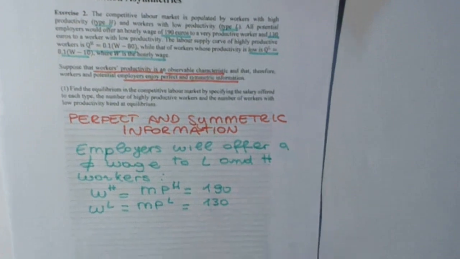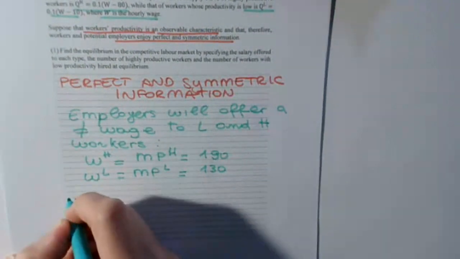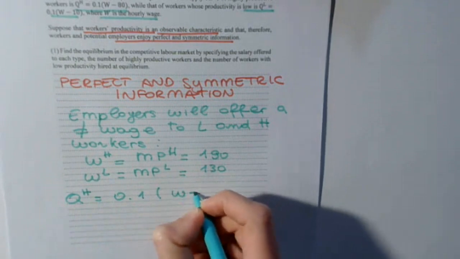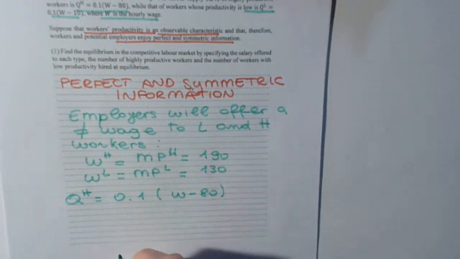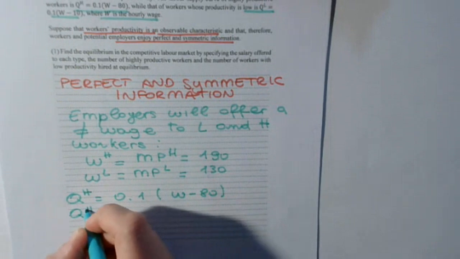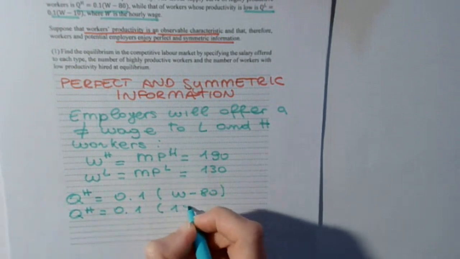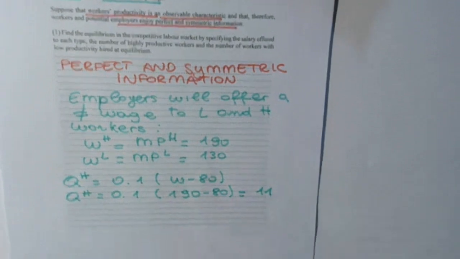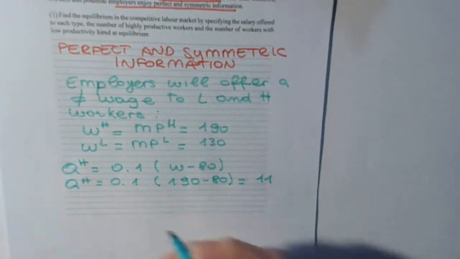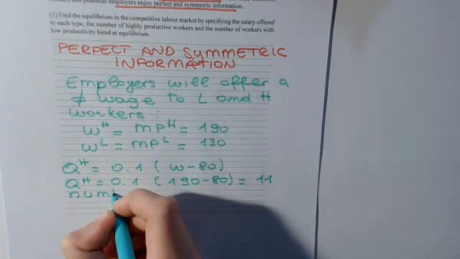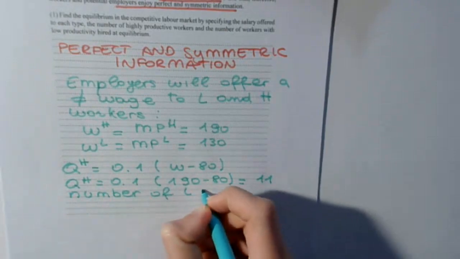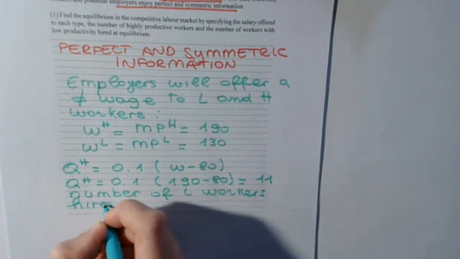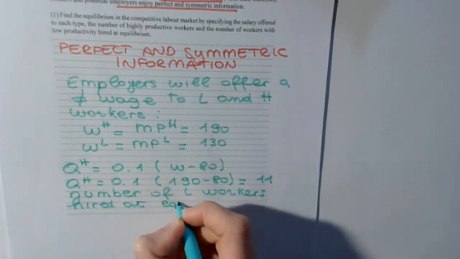Now we want to find the number of workers hired at equilibrium for each type. So we have QH equal 0.1 times W minus 80. So we simply substitute and we have 0.1 times 190 minus 80, and this gives 11. And then we have, so 11 is the number of H workers hired at equilibrium.